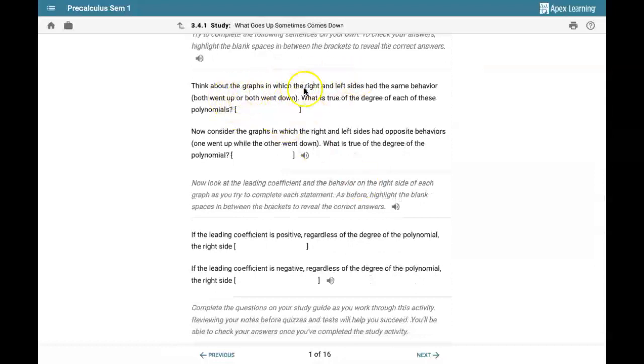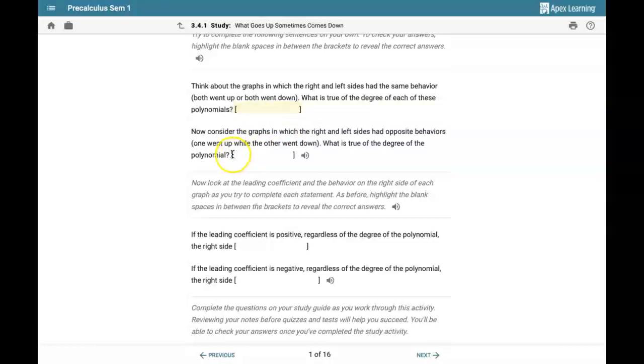Think about the graphs in which the right and left hand sides have the same behavior. They either both went up or both went down. And what was true about the degree of those? The answer is that they were even. So your x squared, your x to the 4th, that was the degree of the polynomial, and those are the ones that had the same behavior.